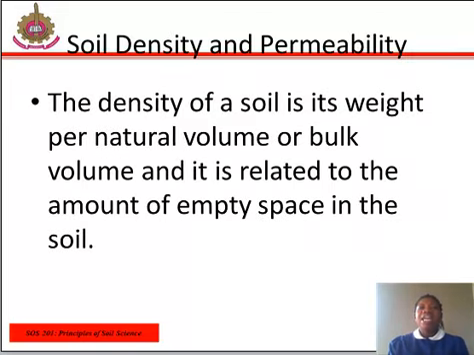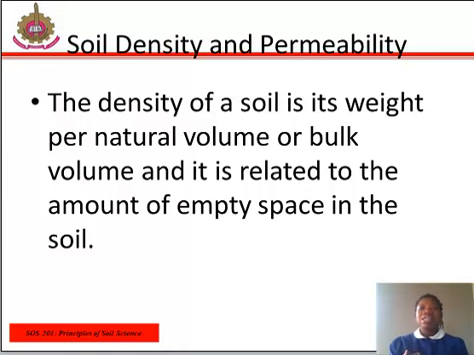The density of a soil is its weight per natural volume or bulk volume, and it is related to the amount of empty space in the soil. Soil density is expressed in two ways, which are bulk density and particle density. Particle density refers to the mass per unit volume of soil solids, while bulk density is the mass of soil per unit bulk volume of a dry soil.